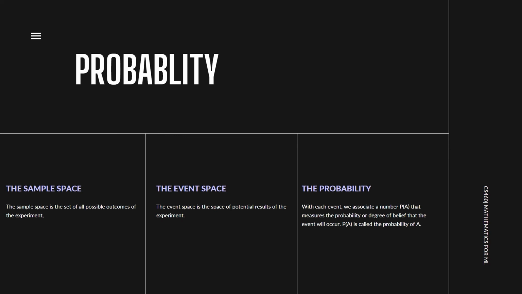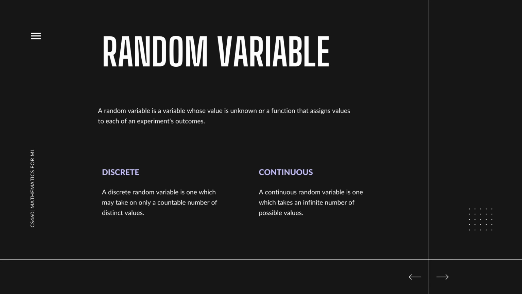Moving on to random variables. A random variable is a variable whose value is unknown, or a function that assigns a value to each experiment outcome. In the discrete case, a random variable is one which may take on a countable number of distinct values, whereas in the continuous case, a continuous random variable is one which takes an infinite number of possible values.